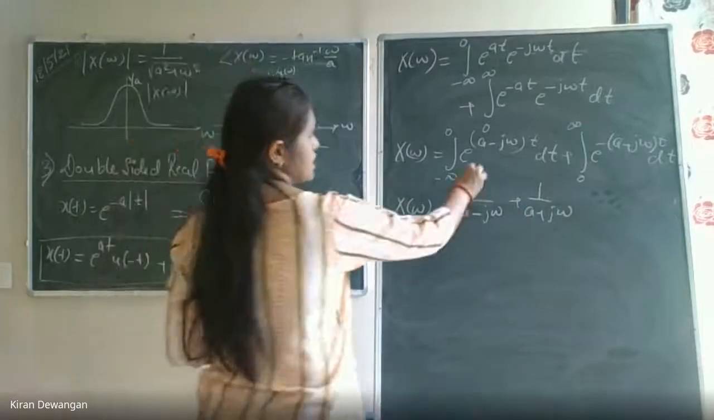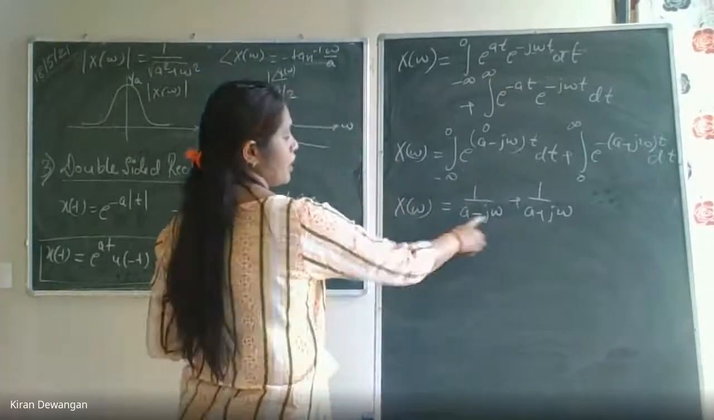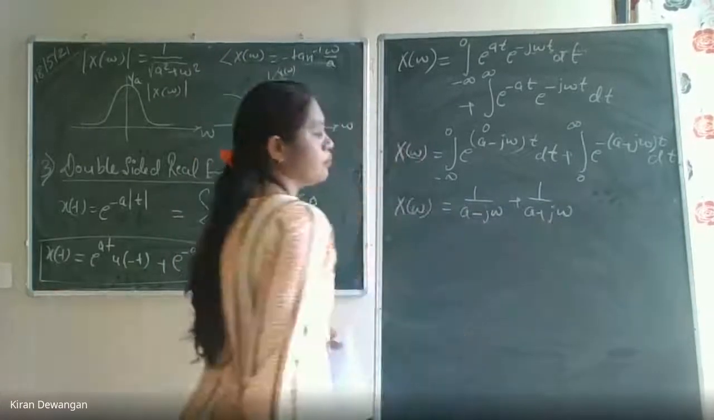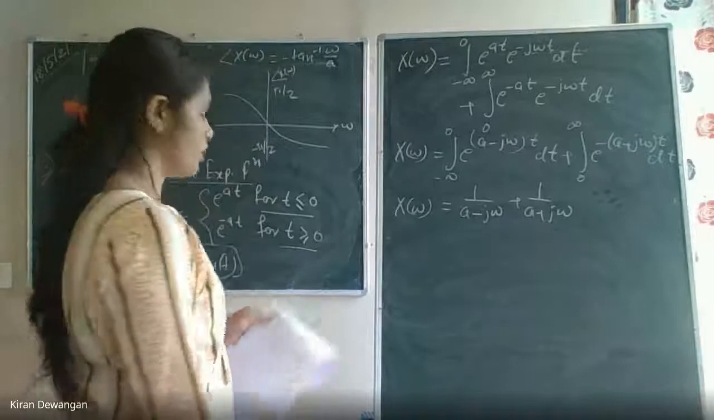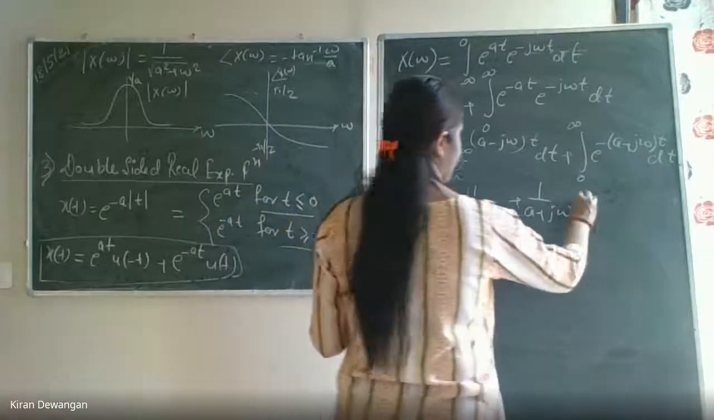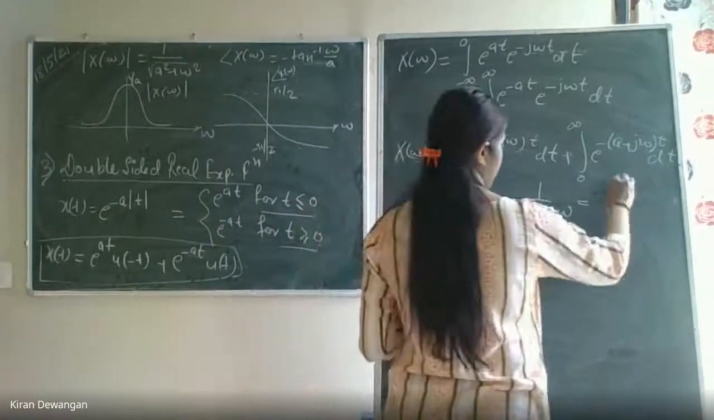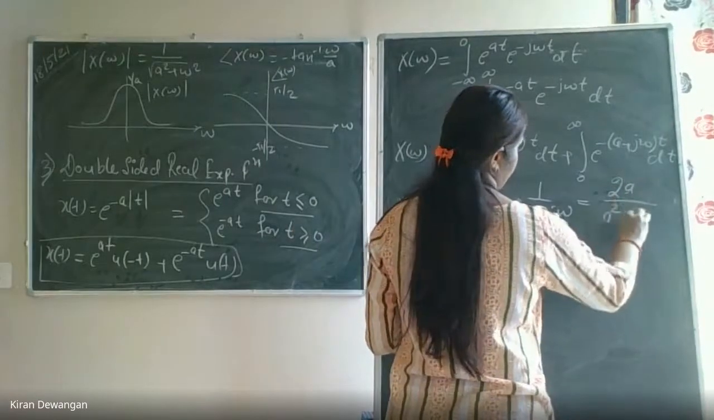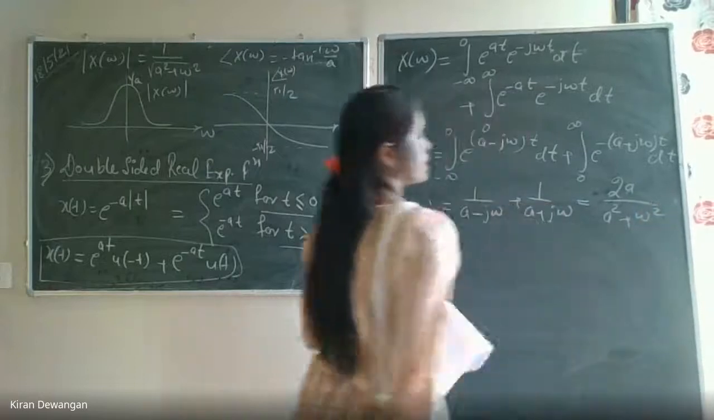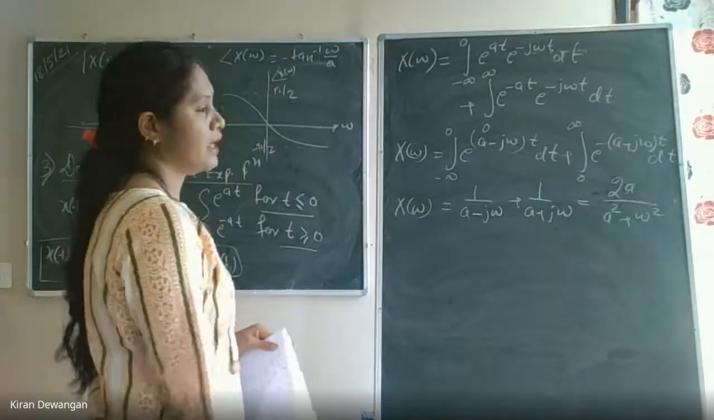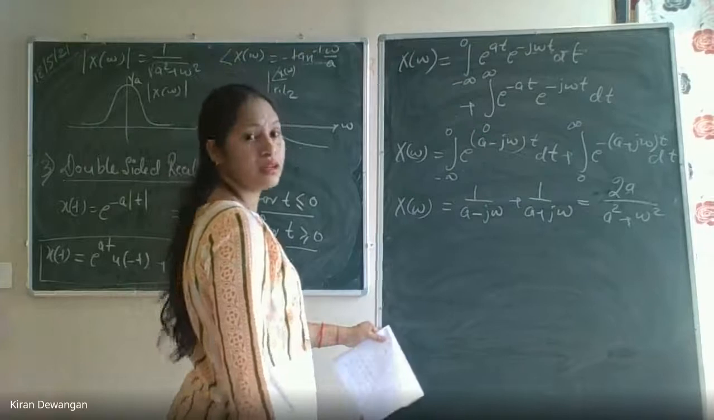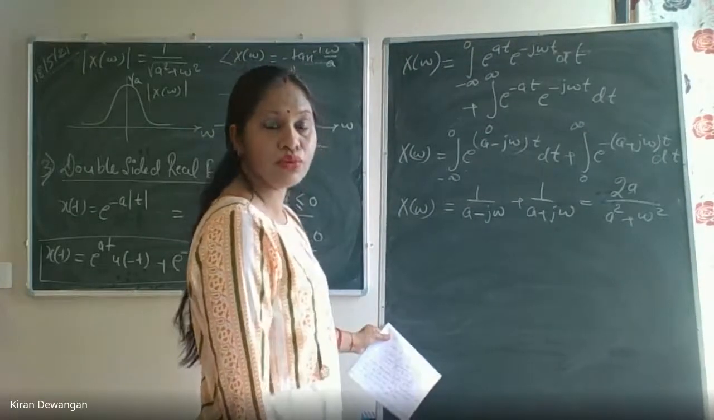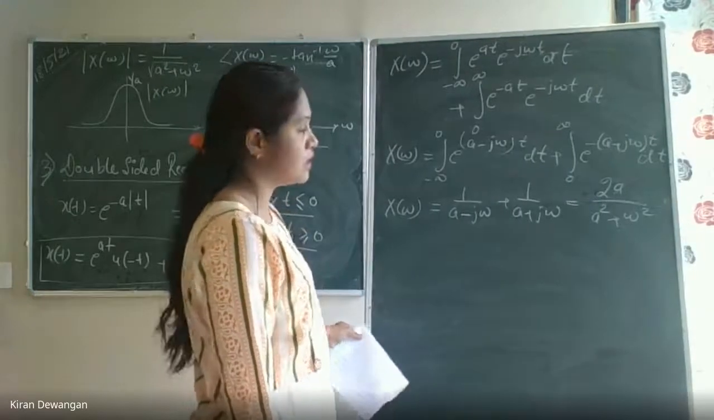The integration of this will be 1 by a minus j omega, and the integration of this we have already obtained, that is 1 by a plus j omega. If we take it in combined form, it will be 2a by a square plus omega square. So that is how we can write both the functions: 2a by a square plus omega square.